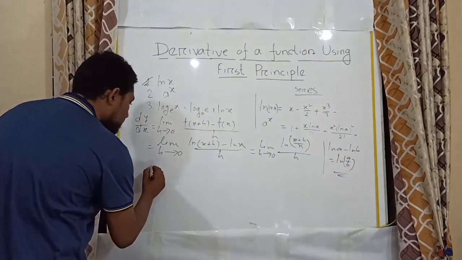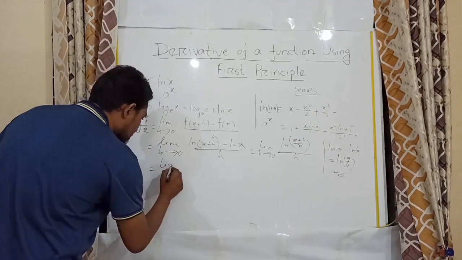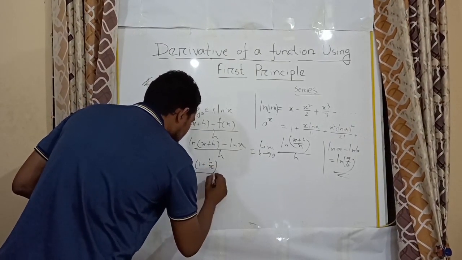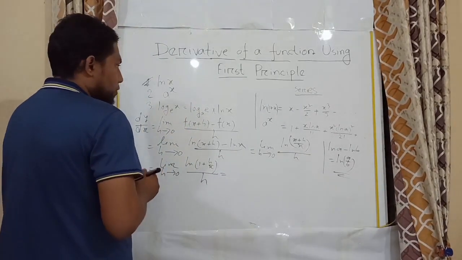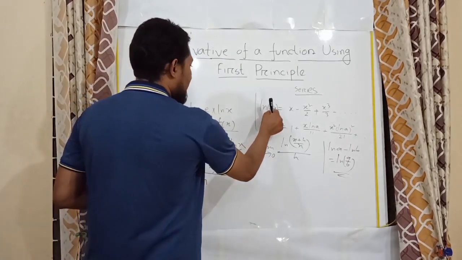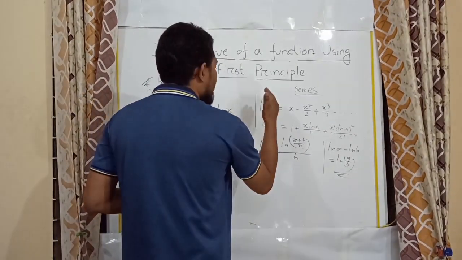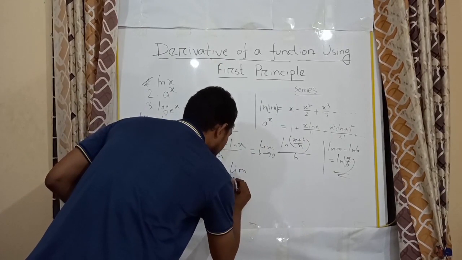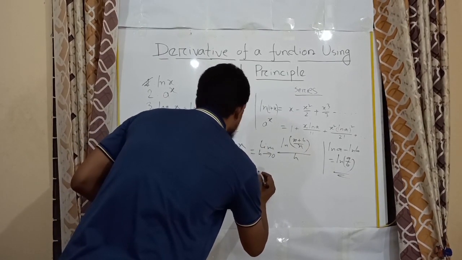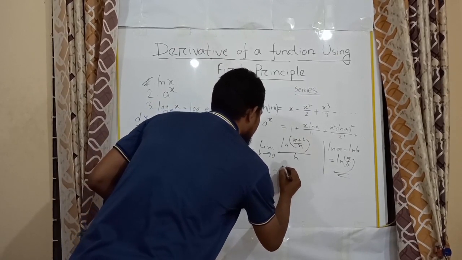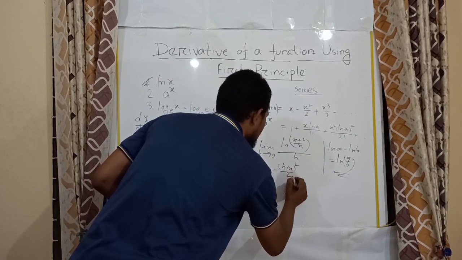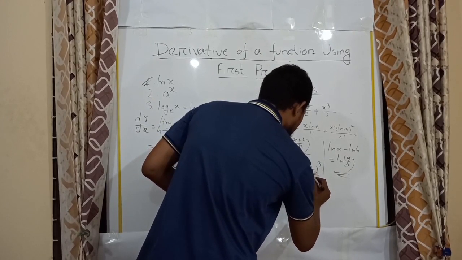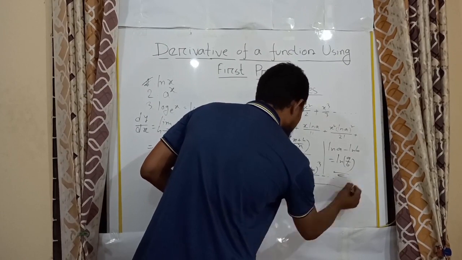So now we can write limit h tends to 0, ln (1 plus h by x) divided by h. Then, equal to, now we will use this series here, 1 plus x, here 1 plus something. So instead of x we will use h by x. So limit h tends to 0, at first it will be h by x minus (h by x) whole square by 2 plus (h by x) whole cube by 3 plus minus dot dot dot, divided by h.